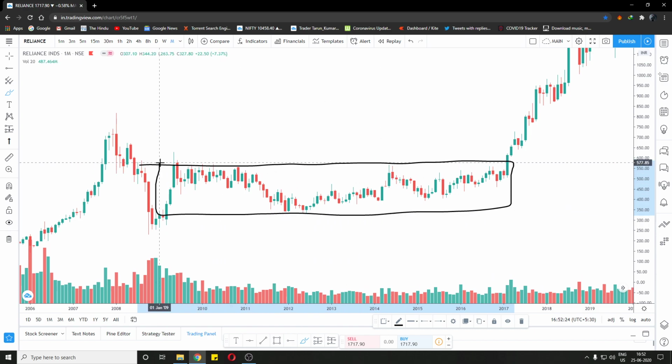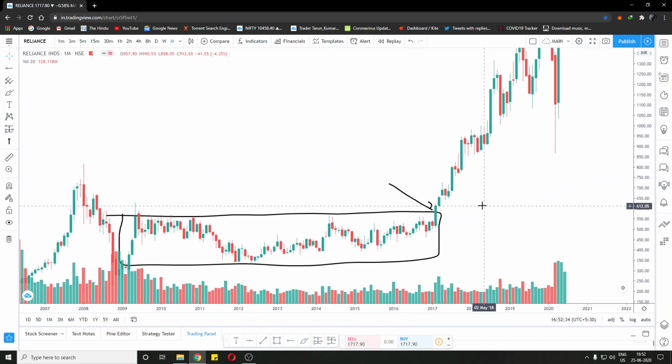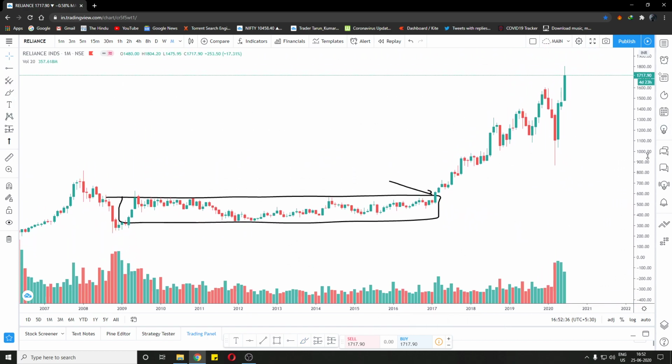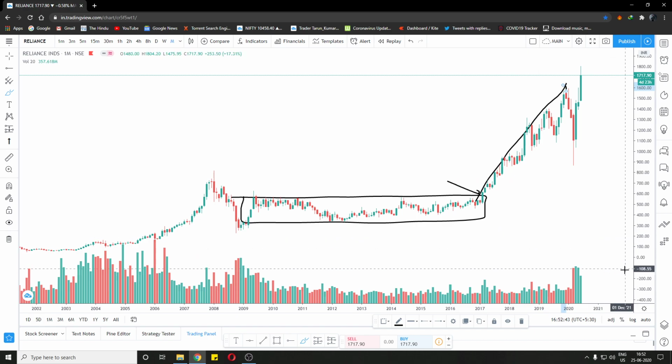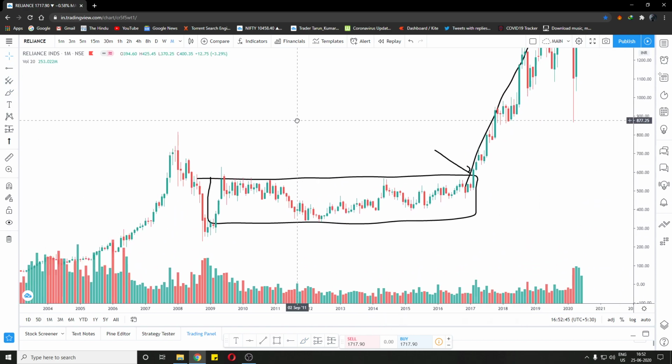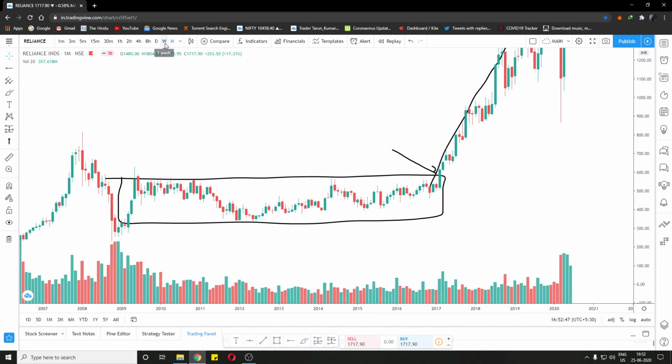As you can see, it stayed in the range for a long time, and finally in the month of February 2017 we had a breakout, and after that the share has been going up continuously. So this strategy works the same way for investment as well. What we do is change the time frame from daily to weekly or monthly for investing.